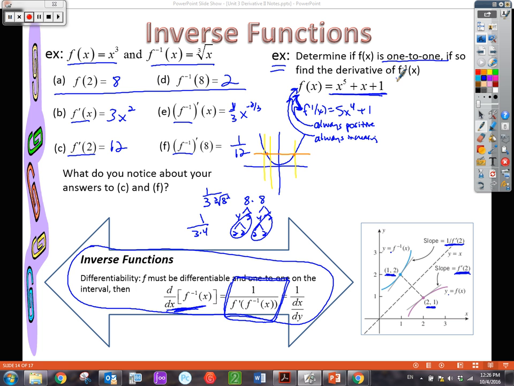Yeah, right? Because this one decreases then increases. That's what causes us to have our horizontal line go through it twice, right? Because it does both. It increases and decreases.